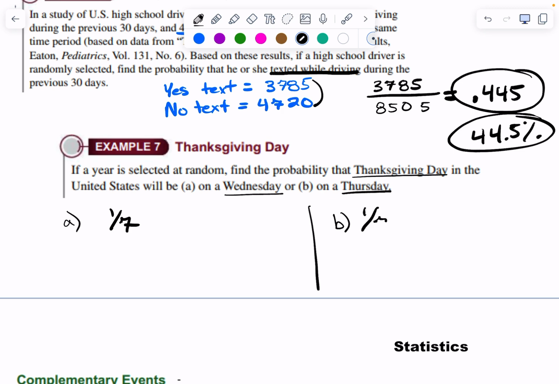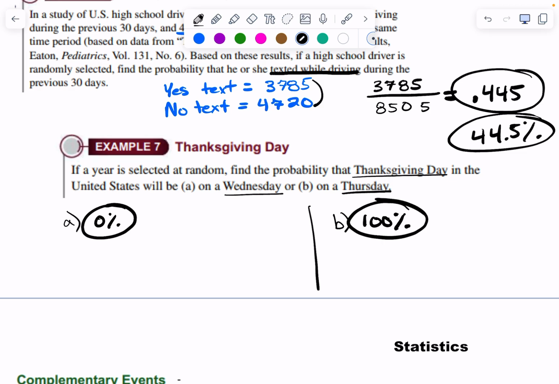No, it's always the third Thursday, isn't it? Which one's 100%? On a Thursday. 100% here. What about A? 0%. Some people don't know that Thanksgiving's on a Thursday. Did you know that? They play football. Black Friday is the day after Thursday, right?